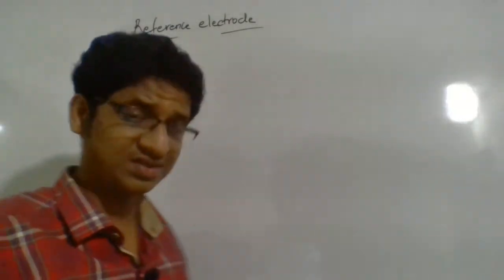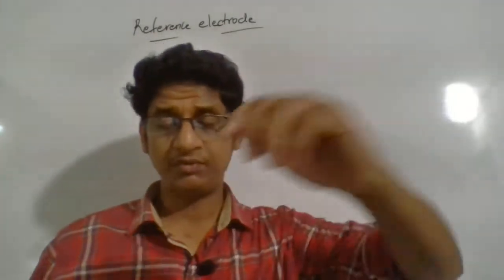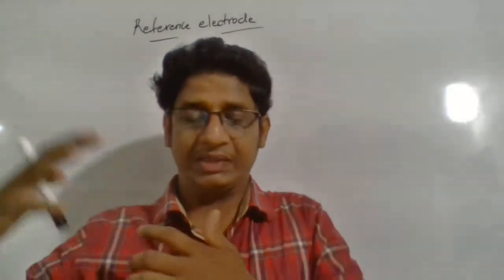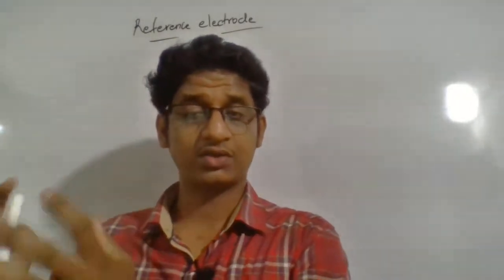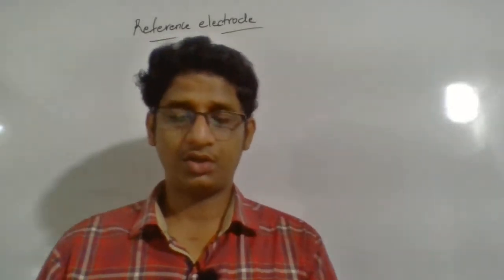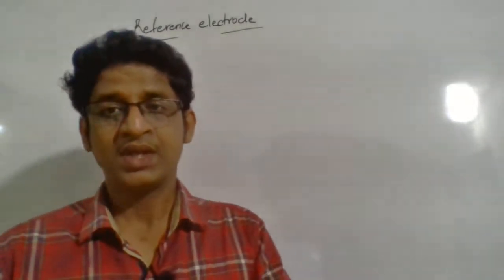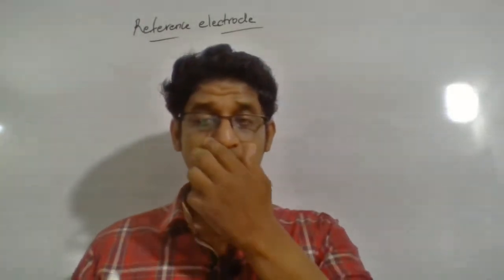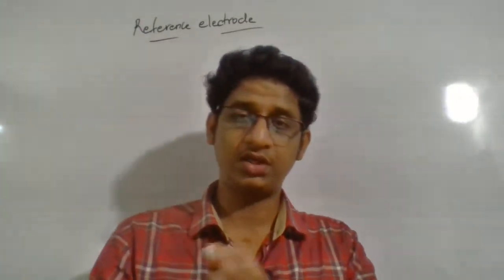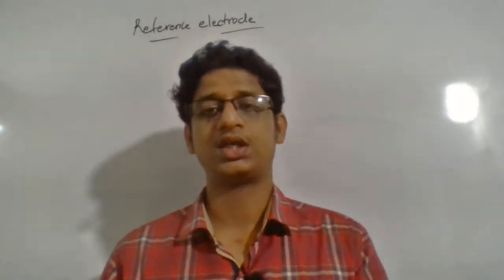So what do you mean by reference electrode? If you want to know the electrode potential of a particular electrode, you need some electrode whose electrode potential you already know. That we generally call a reference electrode. For us, the hydrogen electrode is the primary reference electrode. We conventionally take the electrode potential of hydrogen as zero, so that we can measure the electrode potential of other unknown electrodes. That's what a reference electrode is all about.